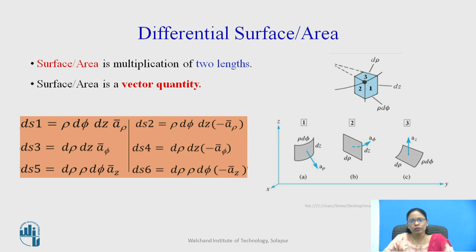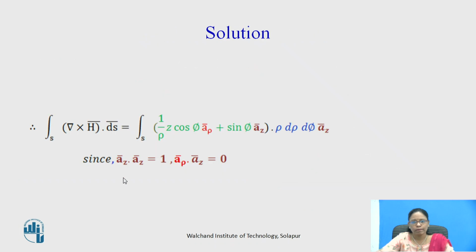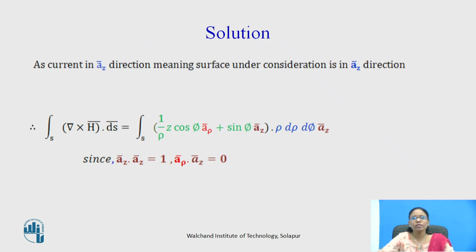In our case, for the given question, the given surface is in the az bar direction, so we should consider ds bar as rho d rho d phi az bar. This is the question which is carried forward. The only thing I changed here is the surface, which is rho d rho d phi az bar.